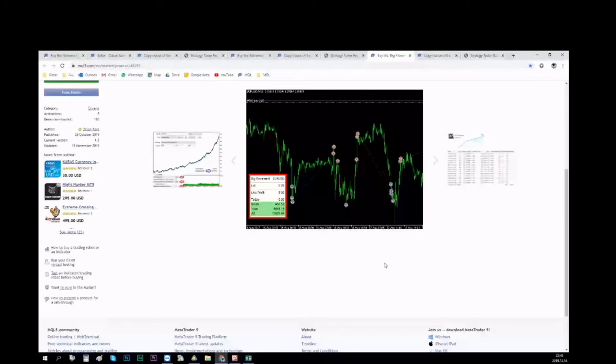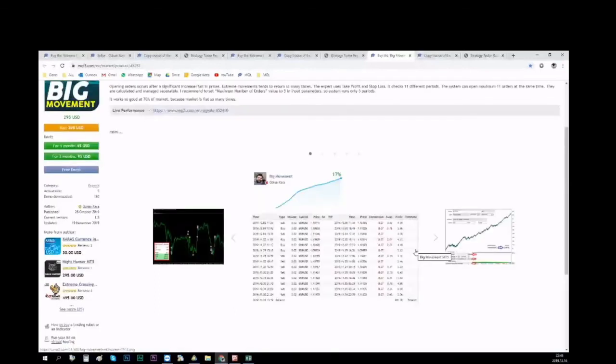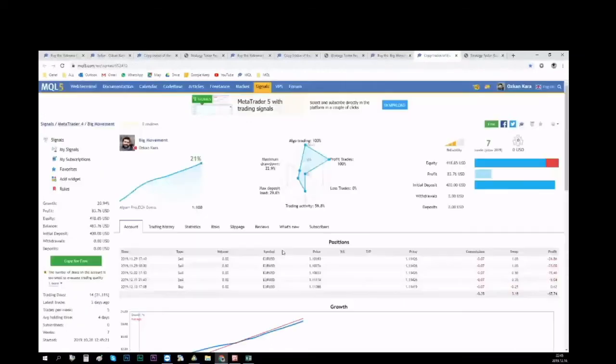So this strategy is like that. It's a very basic strategy, and I want to show it. For example, I deposit 400 here, and as you can see here, 17% made here, and very fast. For example, okay, this last one is 21% in 7 weeks.